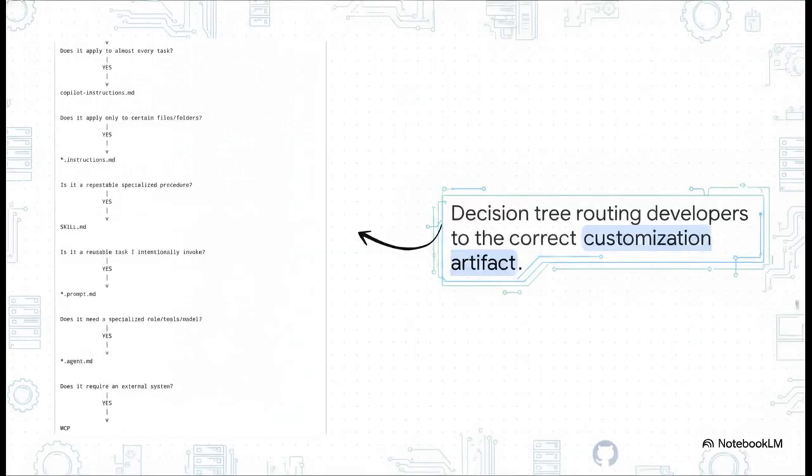Think about this as a very strict engineering flow. Ask yourself, does the rule apply to almost every single task? If yes, then use the global copilot-instructions.md file. But what if it requires an external system, like Jira? Well, then you'd use the Model Context Protocol, or MCP, to bridge that gap. Following a logical tree like this guarantees you're always applying the narrowest mechanism possible.